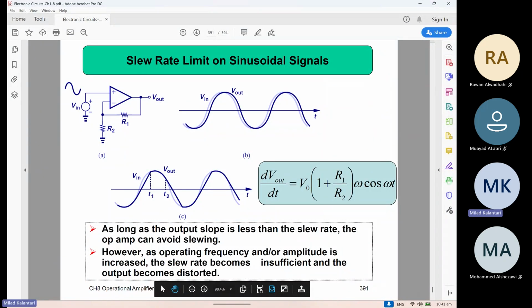So here we are trying to describe what will happen once we have this kind of slew rate limit when you are applying a sinusoidal input.